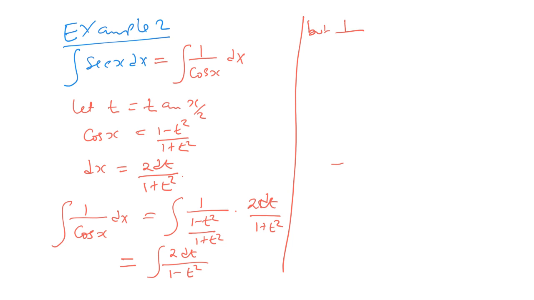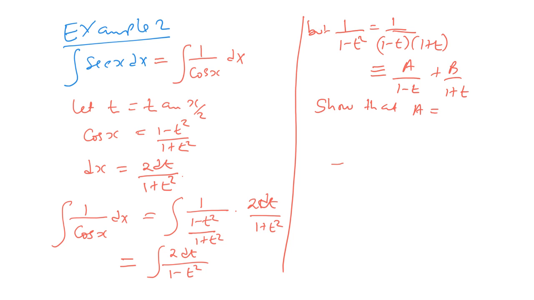But 1 over (1 minus t squared) is the same thing as 1 over (1 minus t) into (1 plus t). So in partial fractions, it will be a over (1 minus t) plus b over (1 plus t). As a student, you have to show that a equals a half equals b. I'm leaving that for you. You will be able to show that by resolving into partial fractions. Also, there are no limits here, so it's not a big deal.